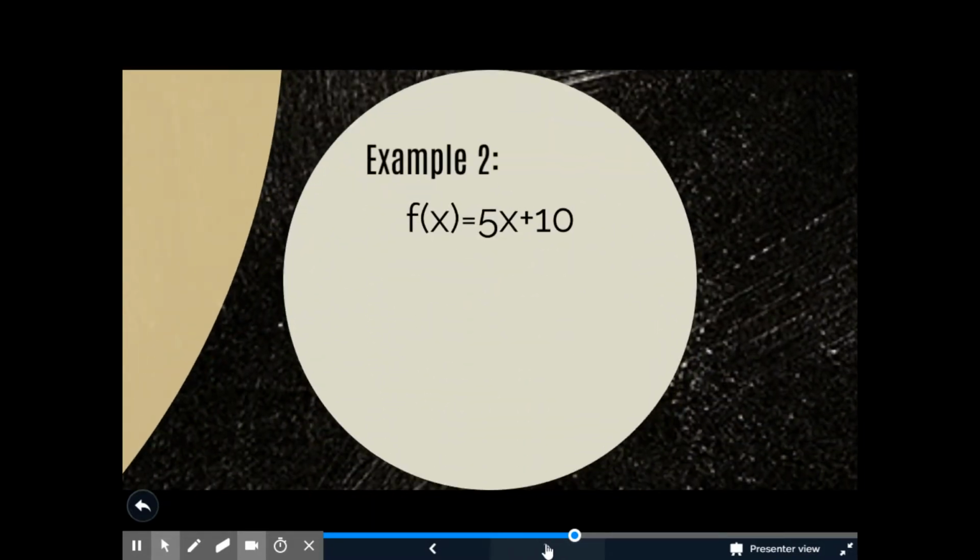Another example of this is f of x equals 5x plus 10, and you would just do the same steps. So change this to y, switch the x and y, and then solve it. So that's subtract 10, and then divide by 5. So your y equals x minus 10 all over 5.